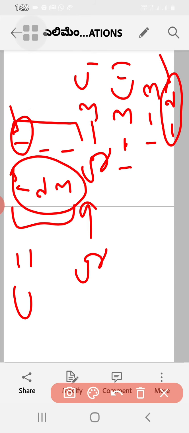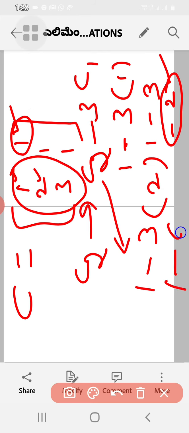Next element, you consider this one. The next element is also 1. I have taken 1, 1 minus 3 into, what is the corresponding element here? 2. So that will be 1 minus 6. 1 minus 6 is minus 5. Okay, so this one is also over.